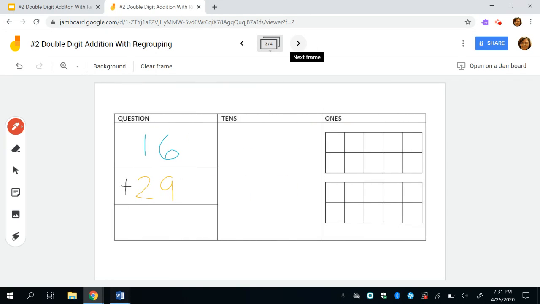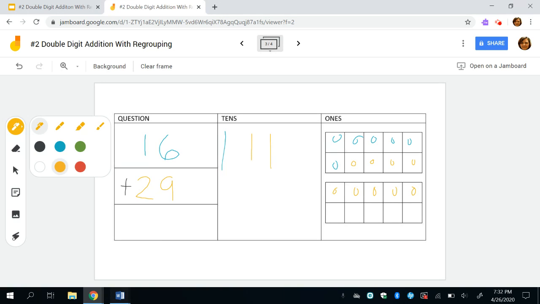Our next question is 16 plus 29. So I need to show 16. So I have 6 ones, 1, 2, 3, 4, 5, 6, and 1 ten. And in 29, I have 9 ones, 1, 2, 3, 4, 5, 6, 7, 8, 9, and 2 tens, 1, 2.